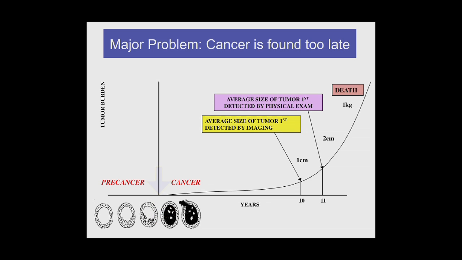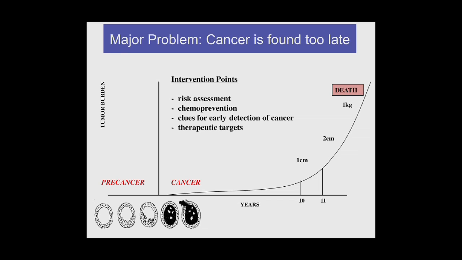That's the whole idea. This long lag period provides us with an area of time where we can assess the risk in individual people, where we can hopefully prevent it through the administration of drugs or diet, etc. It gives us clues for early detection. When is this going to flip over and go up that slope? And it gives us also therapeutic targets there.